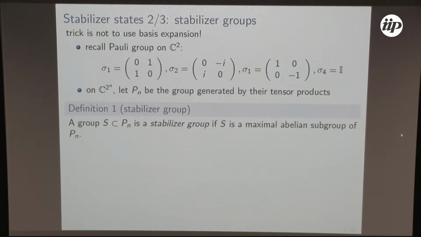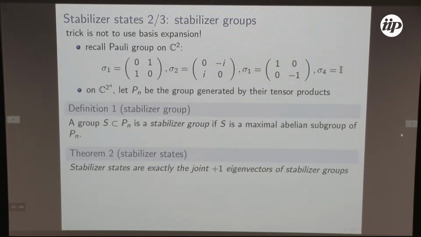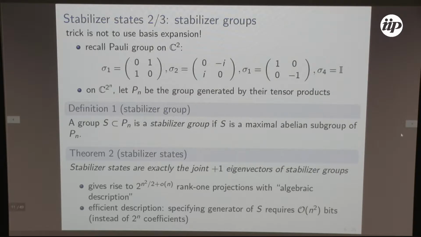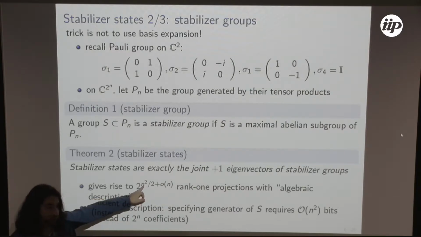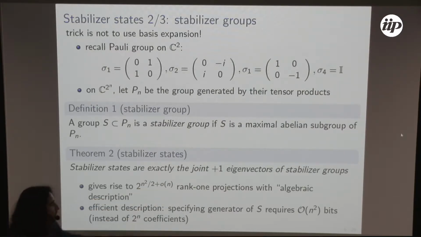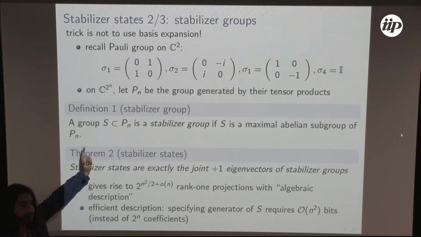You can diagonalize them all at the same time. And stabilizer states actually just form the joint +1 eigenvectors of their stabilizer generators. This is probably a more indirect way of defining these vectors, but it is extremely useful because, first of all, count how many stabilizer states you can get that way. You can see it is super polynomially many, super exponential in n. But more importantly, it gives you an efficient description because you can write down generators for all these maximal abelian subgroups, and you just specify the generators.